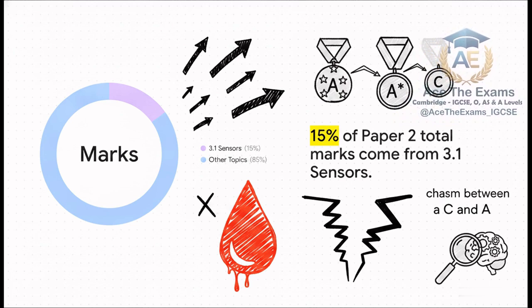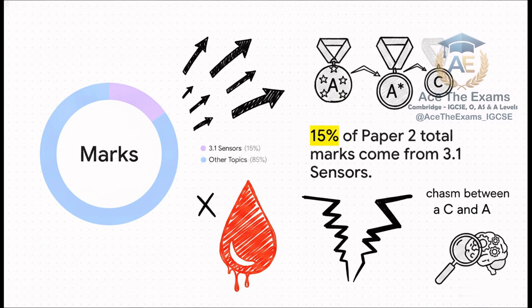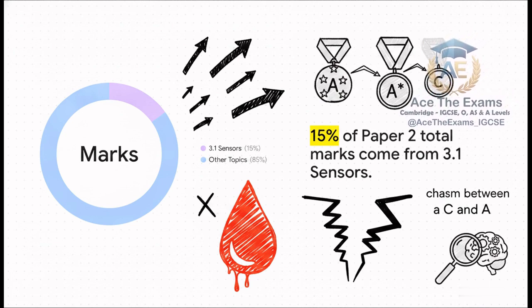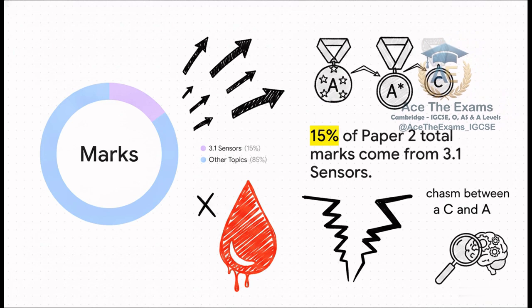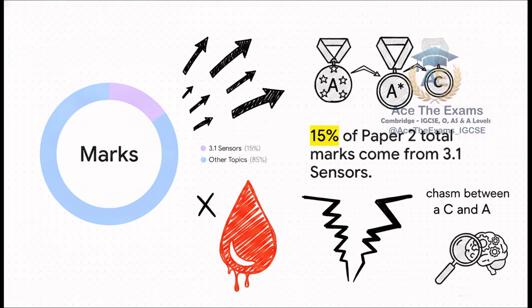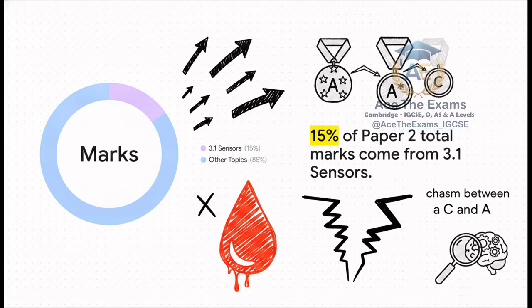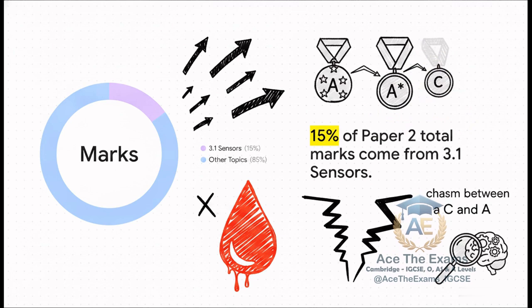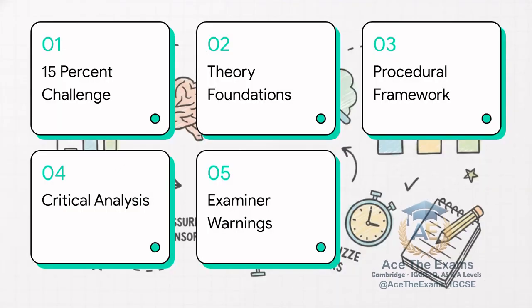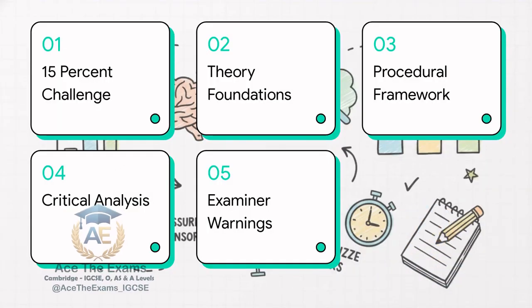When you lose marks on these sensor questions, you are essentially bleeding out on what should be the most straightforward technical application questions the paper has to offer. But to secure those marks, you really have to understand one fundamental truth. The examiners are not just testing your memory of what a sensor is, they are rigorously, ruthlessly testing your methodology and your critical thinking. So here is your exact mission roadmap for today's explainer.